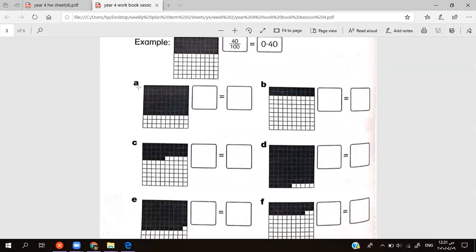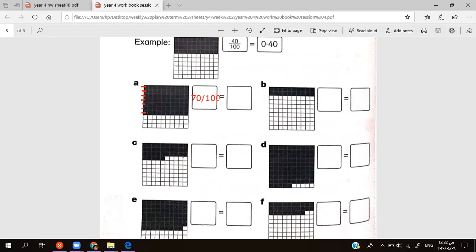Okay, because here rows are complete, so it's 10, 20, 30, 40, 50, 60, 70. So here I have what? I have 70 colored. From how many? From 100. So my fraction here is 70 over 100. Okay? Now, how can I turn it into a decimal?